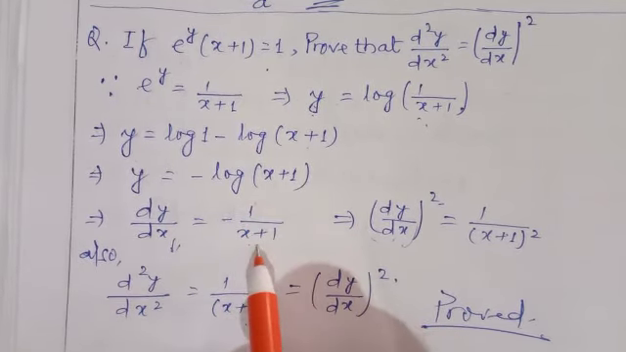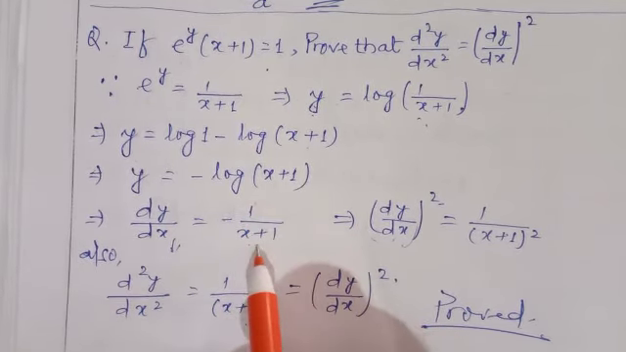So this becomes plus 1 upon x plus 1 whole square, which should be equal to dy upon dx whole square. That will give your result. See another question. So students, see the next question.